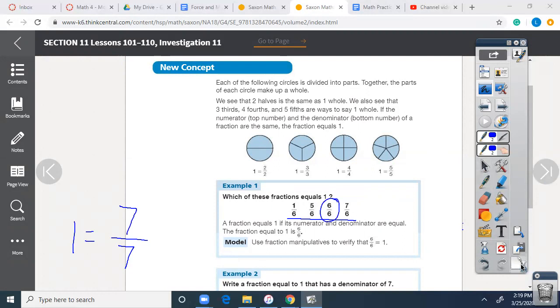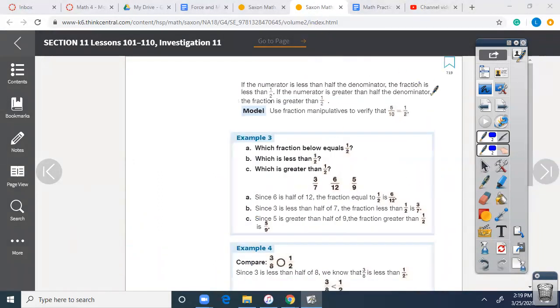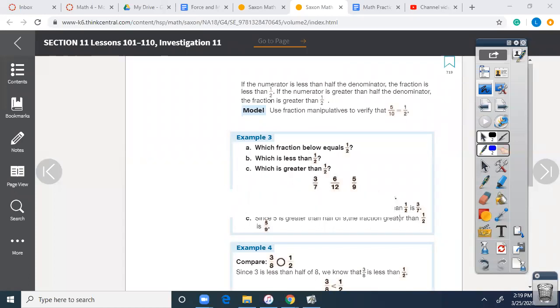Think about it. If you have a pizza that is 7 pieces, 1 whole pizza is 7 pieces, and you have all 7 of those pieces, you have 1 whole pizza. So we are now going to move on to example number 3 on the other page. If you have your textbook, we're just moving on to page 719, and we're going to answer A, B, and C.